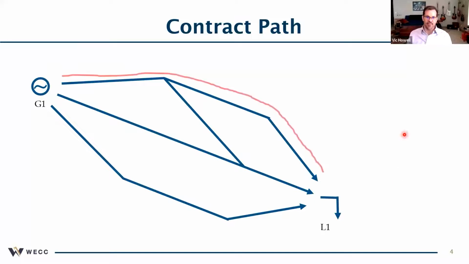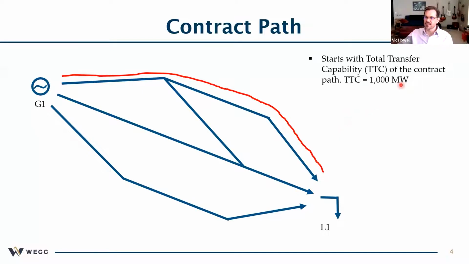The contract path method essentially says, okay, I want to transfer power from here to there. So in order to do that, I'm going to move that power from here to here across a contract path. What that does is it starts with a concept called total transfer capability. Total transfer capability is when engineers get together and do some studies and say, based on my assessments, it looks like we can reliably transfer a total of 1,000 megawatts across this path here.